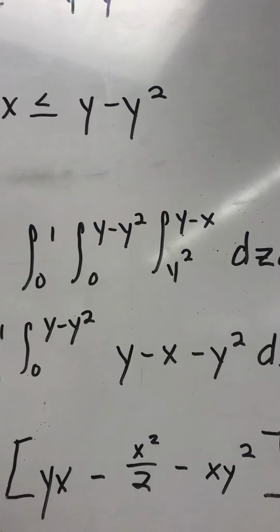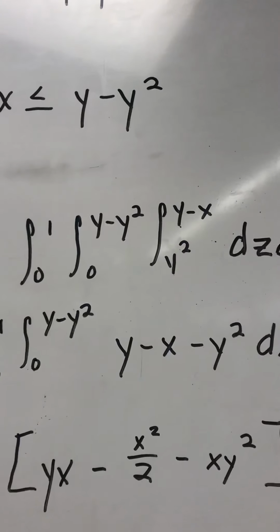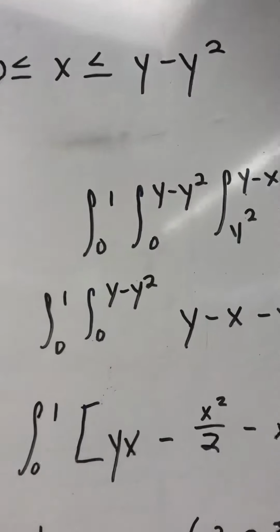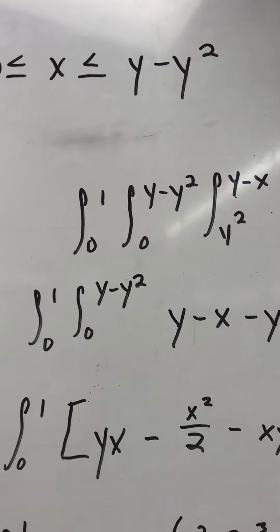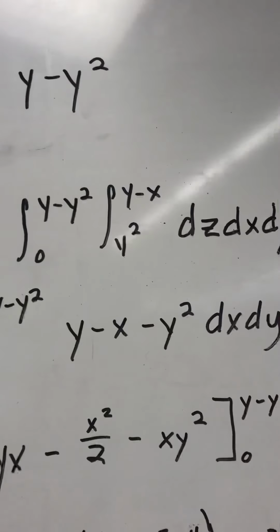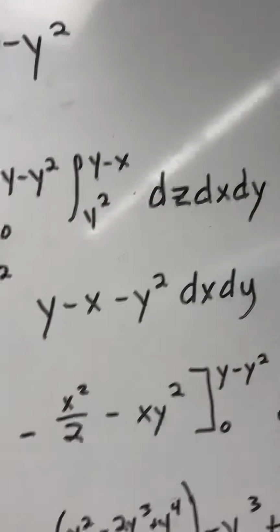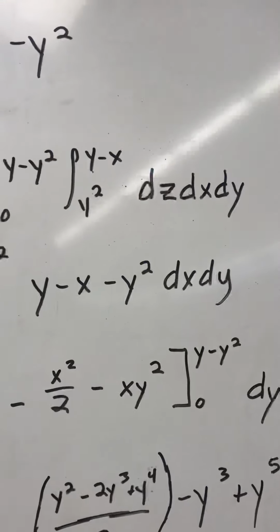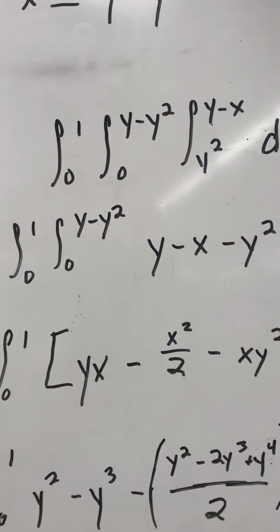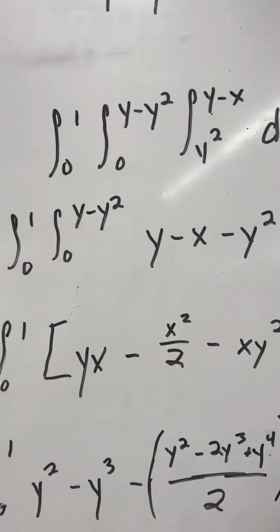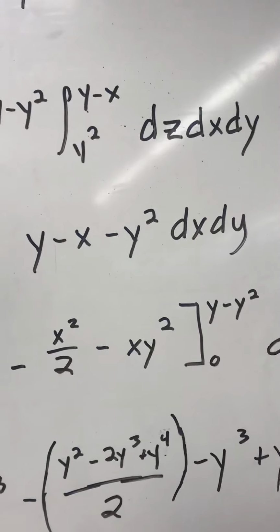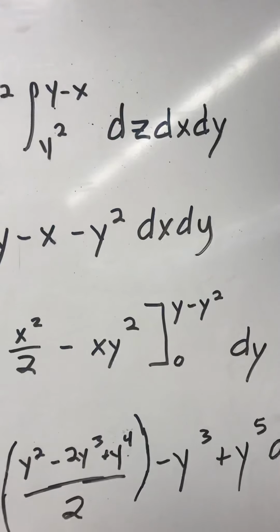So now we can just plug all this into our integral. So we have 0 to 1, 0 to y minus y squared, y squared to y minus x, dz, dx, dy. Integrating in terms of z, you have the double integral 0 to 1, 0 to y minus y squared of y minus x minus y squared dx dy. And taking the integral in terms of x, you have the single integral from 0 to 1 of y times x minus x squared over 2 minus x times y squared, evaluated from 0 to y minus y squared, dy.